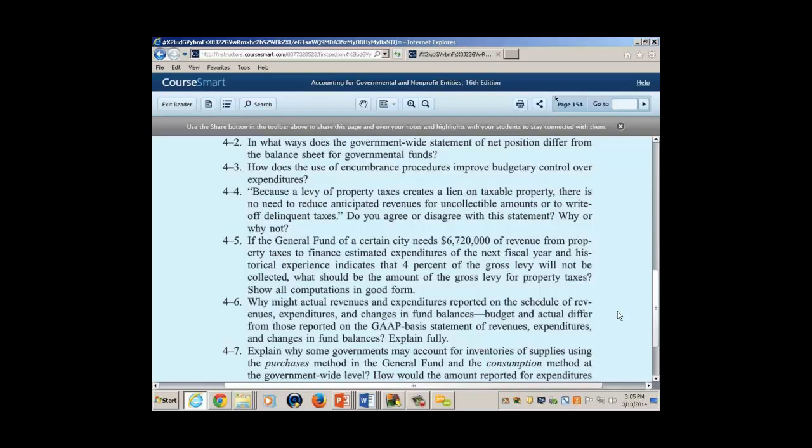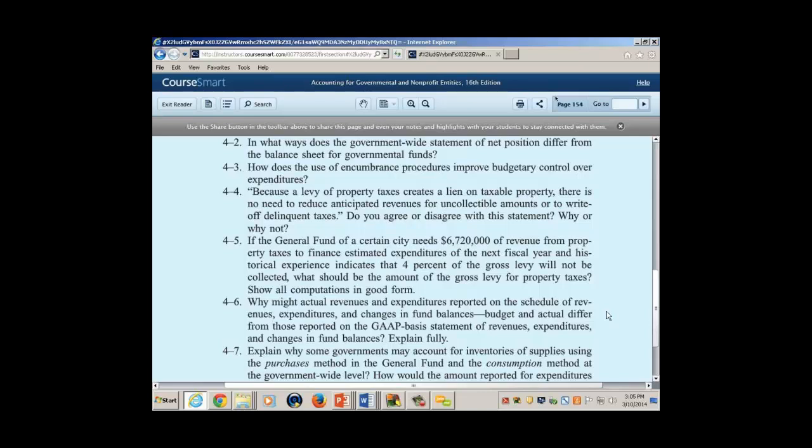All right, let's try this again. 6,720, right? That's the number, right? And 4% is not collectible. So what is collectible? 0.96, right? Not multiply, you have to divide that number. Do that again, 6,720, and divide that by 0.96.